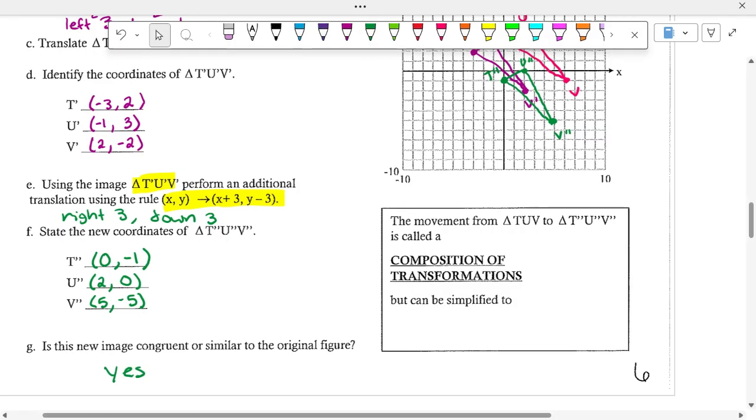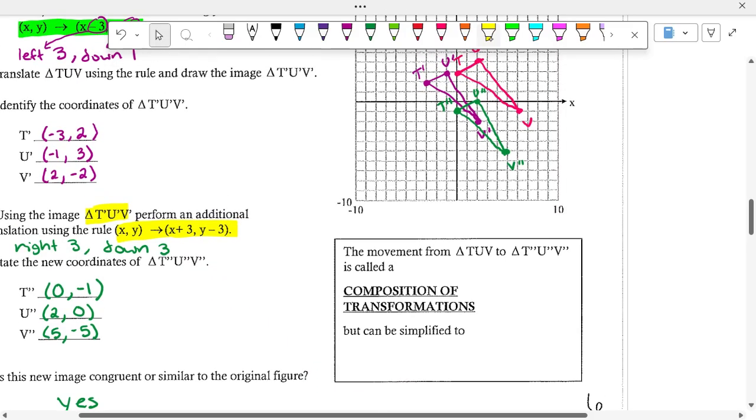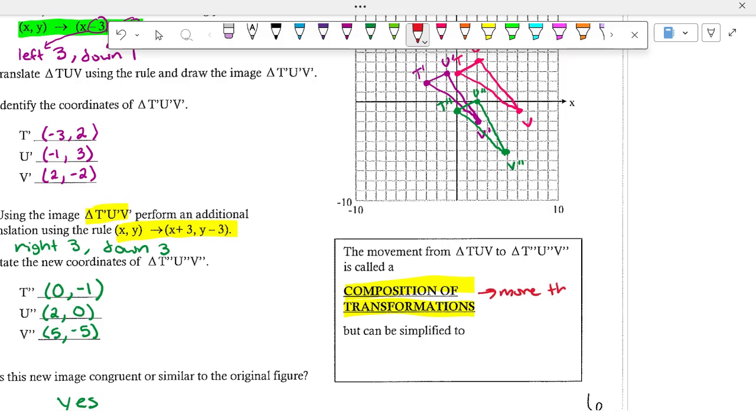So what we just did is what we call a composition of transformations. All that means is we did more than 1 transformation. That's all that means, more than 1. So here's my question for you guys. What did we actually do to get from the pink to the green? So if I just want to go straight from the pink to the green figure, what would I do? What directions did I go in?